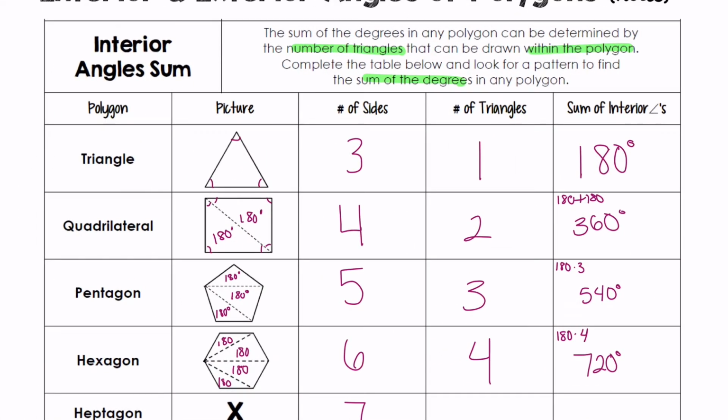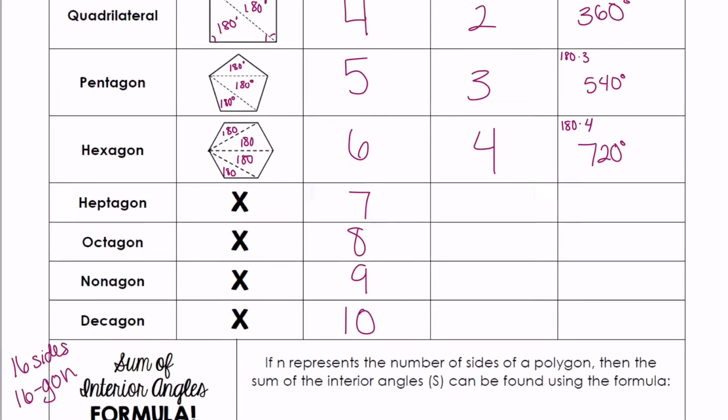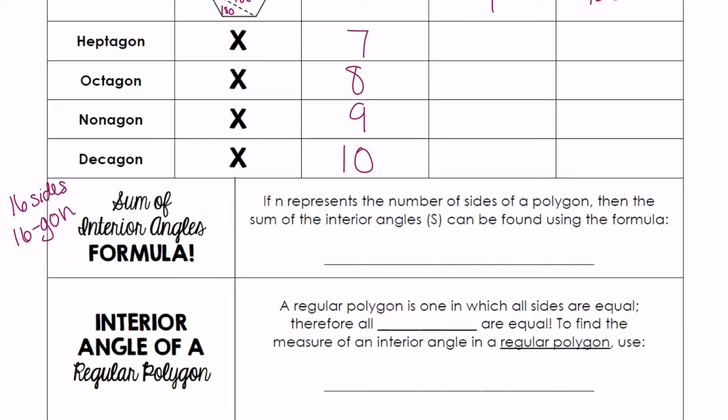So look at how the number of triangles created in each shape relates to the sum of the interior angles. Use that to fill in the rest of this table. This needs to be done as part of your grade on your notes grade. Okay, so take a second and do that.